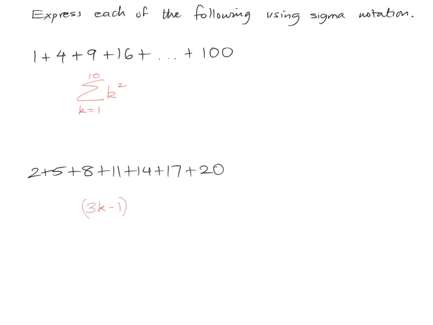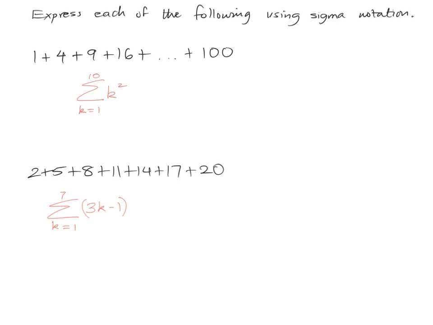Now, for the first one, I used k equals 1 because 3 times 1 is 3, minus 1 is how I got my 2. So the very first value was k equals 1. And if I follow that out, 3 times 2 minus 1 is 5. 3 times 3 minus 1 is 8. 3 times 4 minus 1 is 11. So it looks like I keep going. And then the very last one was 3 times 7 minus 1. So the top of this sigma notation needs to be 7. So the sum, as k goes from 1 to 7, of 3k minus 1 becomes the sigma notation version of this expression.